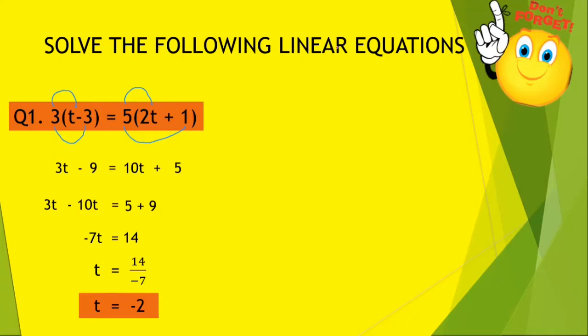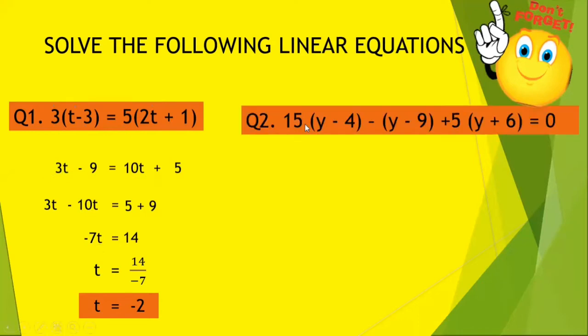Once again, let us revise what we have done. Here 3 into t we got 3t, 3 into minus 3 we got minus 9, 5 into 2t was 10t, 5 into 1 was positive 5. 10t goes here, since it was positive it becomes minus 10t, and minus 9 comes to the other side of the equation, it becomes plus 9. 3t minus 10t was minus 7t, and 9 plus 5 is 14. We need to isolate this t, so we are dividing by minus 7. Dividing by minus 7, t remains, and 14 upon minus 7 we get as minus 2. Got it children? Now let us take another question.